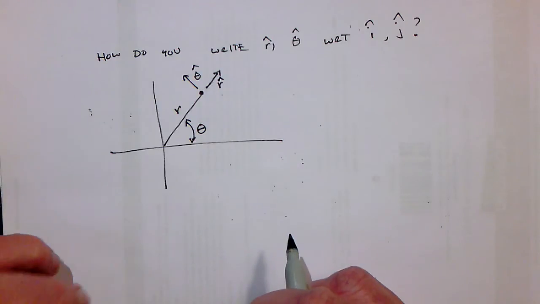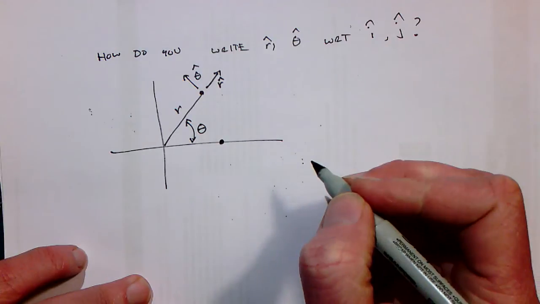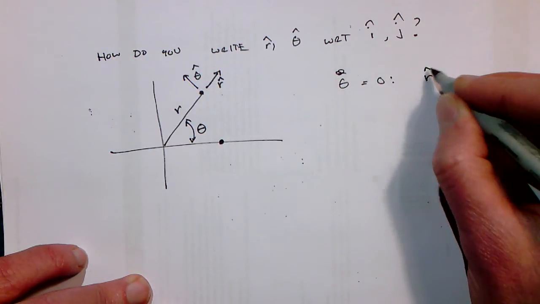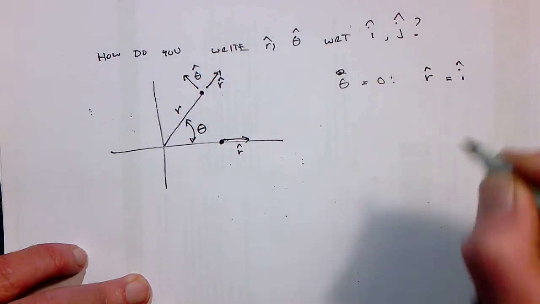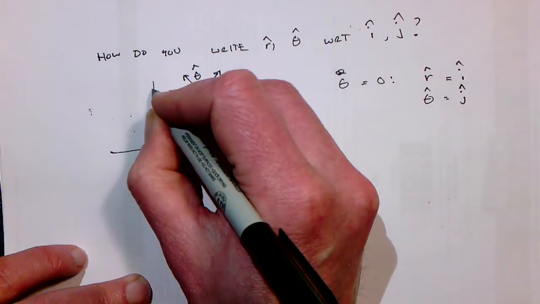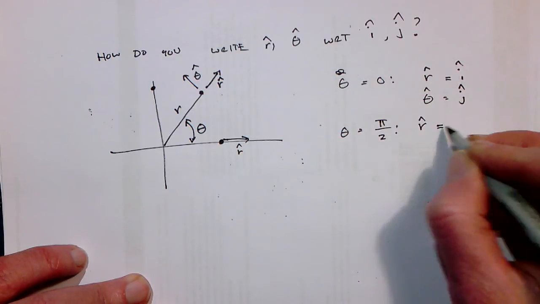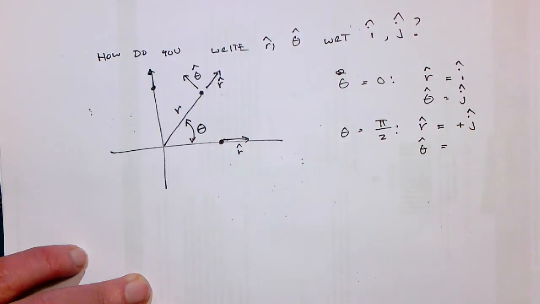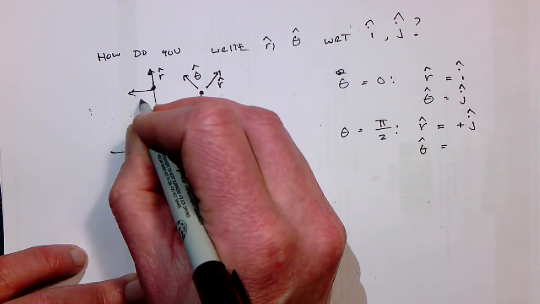Now, one easy way I find to think about this is to think about some limiting cases. So let's first think about the case of theta equals 0. Well, in that case, pretty clearly r hat is equal to i hat, right? If I'm here, r hat points out along the x-axis, and theta hat is equal to j hat, right? What about when theta is equal to pi over 2? Well, r hat in that case is plus j hat, because at this point going away from the origin is going in the plus j hat direction, right? And theta hat is equal to minus i hat.